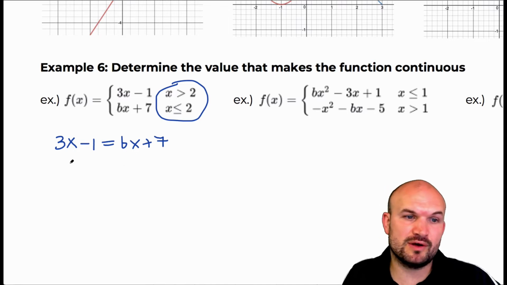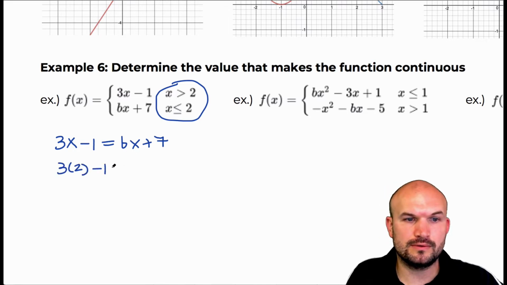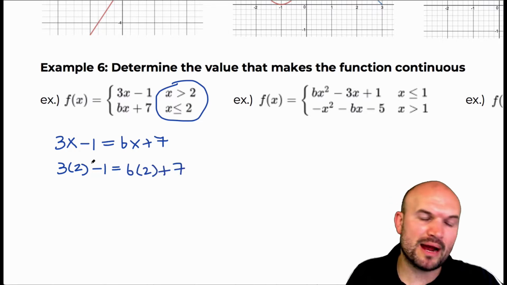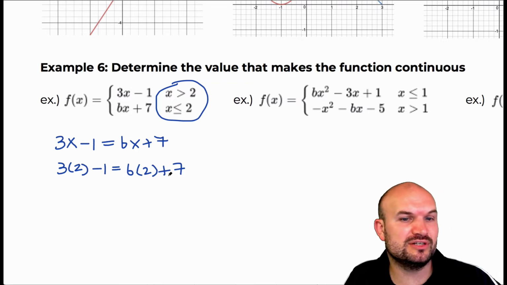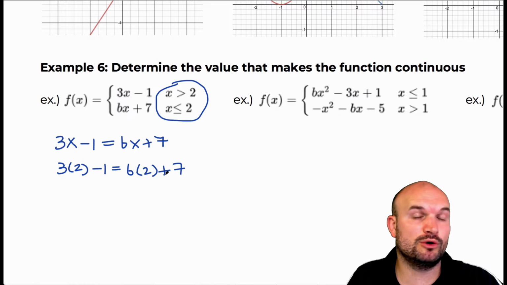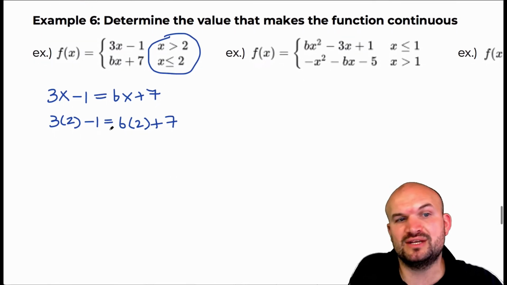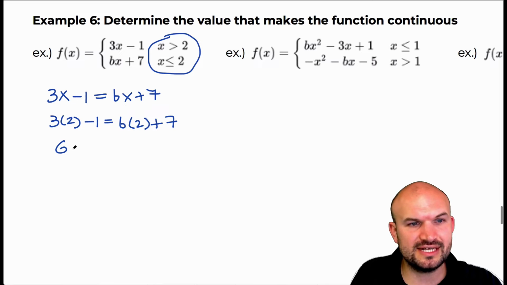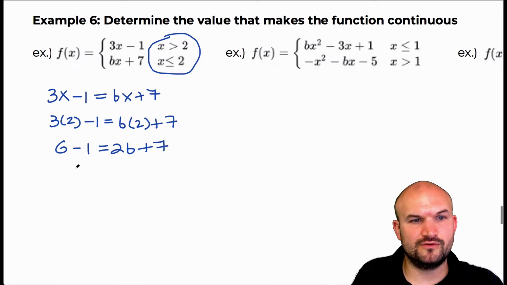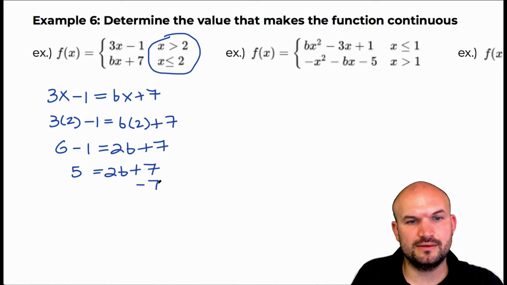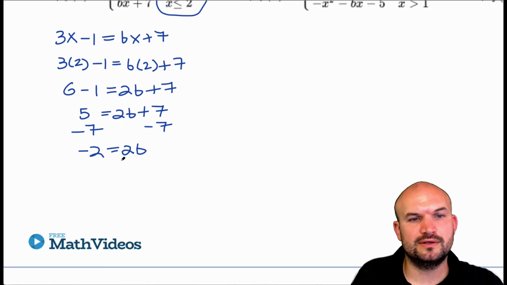Well, remember, the output comes from plugging in the input. And we don't know what b is. So by plugging in the input, we're going to get the output, and we want the output to be the same. Notice now we have an equation where we only have one unknown variable, which is b, and therefore now we can just simplify and solve. So 6 minus 1 equals 2b plus 7. Therefore, this becomes 5 equals 2b plus 7. Minus 7 from both sides, negative 2 equals 2b. Divide by 2, negative 1 equals b.